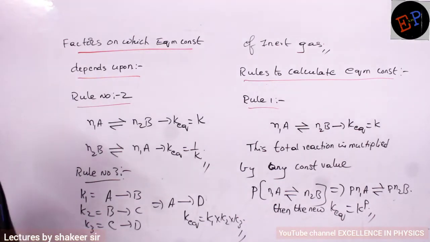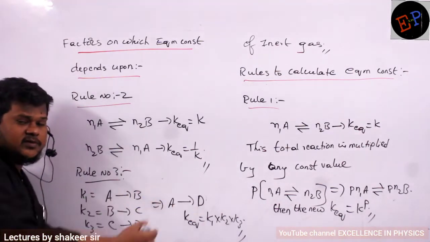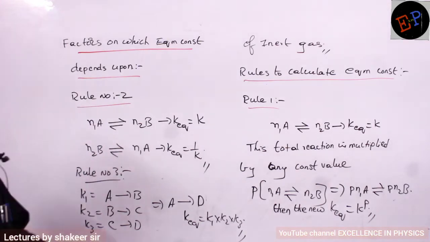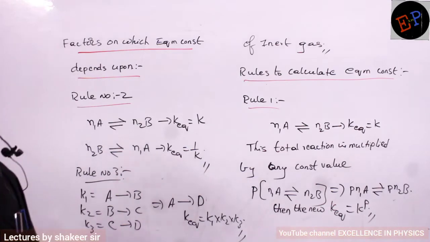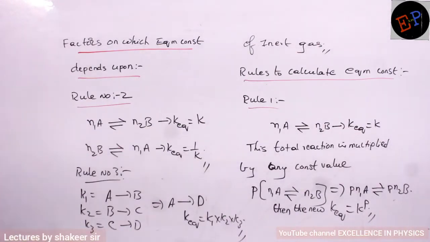Are you able to understand what is happening? A converted to B, then the equilibrium constant is K1. B converted to C, equilibrium constant is K2. C converted to D, equilibrium constant is K3. Now if A to D, then what is the total equilibrium constant of this reaction? Then you just have to multiply all the equilibrium constants. Are you able to understand? But here we should be careful about one point.